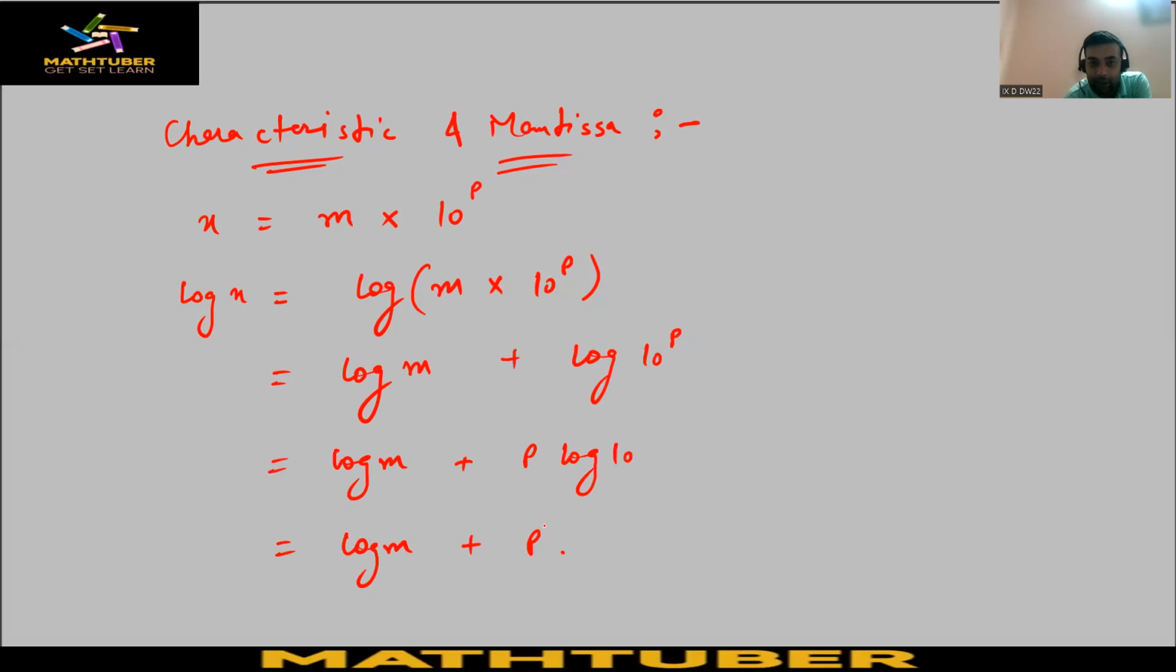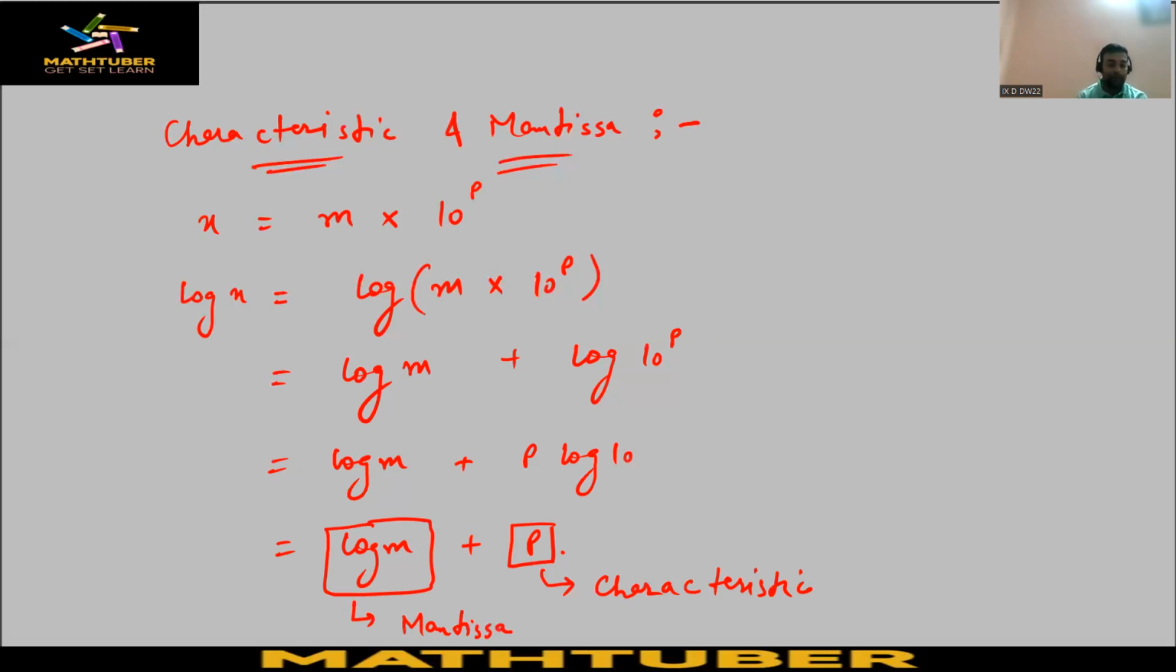So the power of 10 becomes the characteristic here. This is the characteristic. And this log m becomes the mantissa here. Right, so we have to find out the value of this log m, and that becomes the mantissa, and the power of 10 becomes the characteristic. Right, so we can directly write down the power here as characteristic and log m as mantissa. Now let's move to some of the examples.